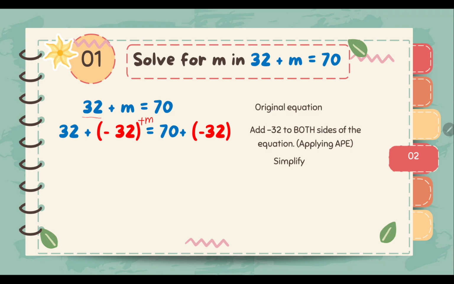Then we simplify by performing the operation. So 32 plus negative 32 is again 0, leaving us with m simply on the left side. And on the right side, 70 plus negative 32 is 38. So again, if we're going to check, we have 32 plus 38. Would that be equal to 70 on the right side of the equation? And 32 plus 38 is really 70. 70 on the left side is equal to 70 at the right side.